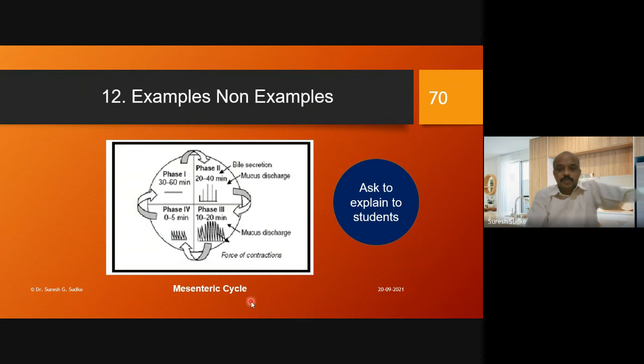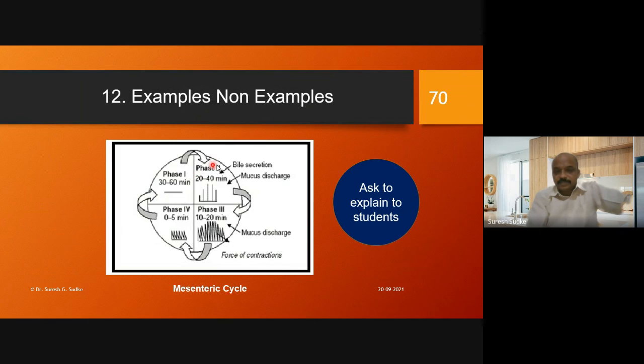So this is the migrating motor complex cycle. So we provide time to our students to explain by themselves. So it is for gastric time. The gastric process is divided into 4 phases. The initial phase is of 30 to 60 minutes, where no forceful contractions are present. There will be no secretion of bile, and no mucus discharge is taking place.